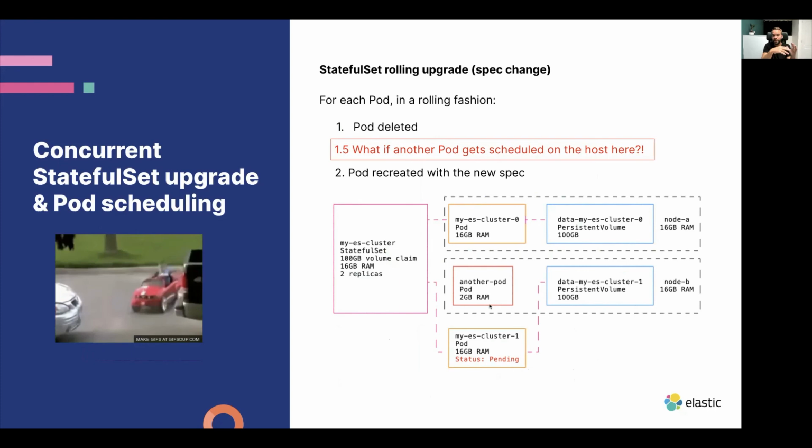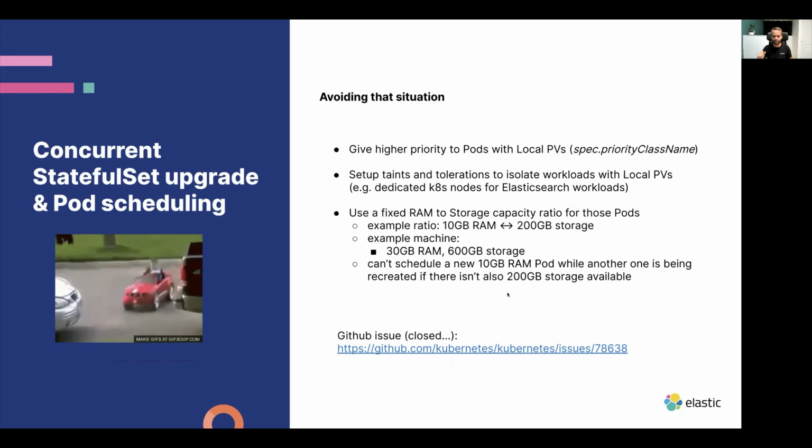So there are several ways you can deal with that. The first thing is to give higher priority to the pods that use local volumes. So you can use the priority class name. You can also work with taints and tolerations to isolate workloads with local volumes to a particular subset of nodes, so you know other pods are not going to be scheduled there.